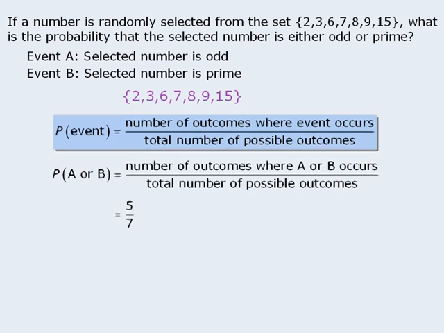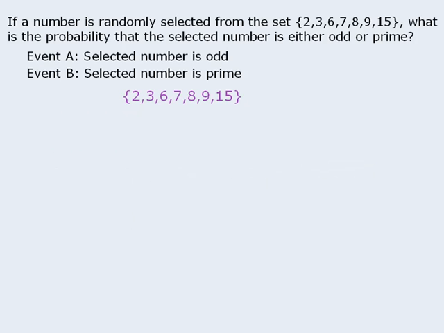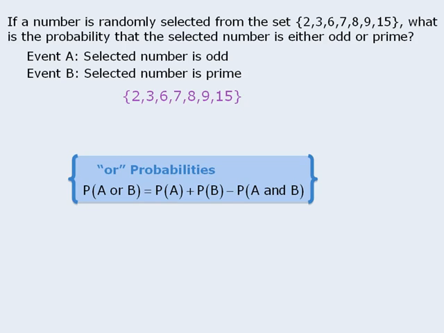Now let's examine a second way to solve this question. To do this, we'll introduce a new formula that can be used with probability questions involving the word or. Here we see that the probability that event A or event B occurs is equal to the probability that event A occurs plus the probability that event B occurs minus the probability that events A and B both occur. Let's use this formula to solve our question. To do so, we'll need to determine the probability that event A occurs, the probability that event B occurs, and the probability that event A and B occur together.